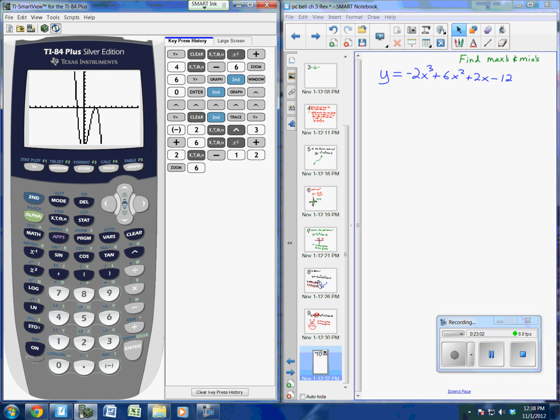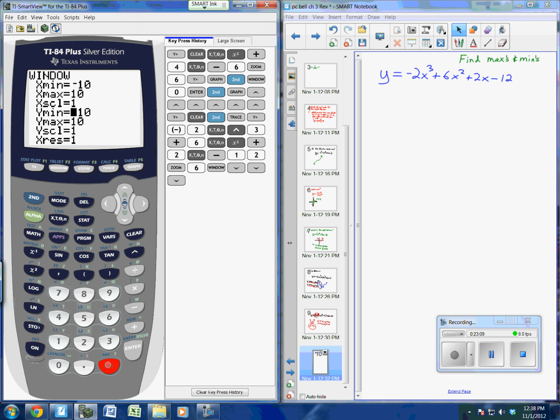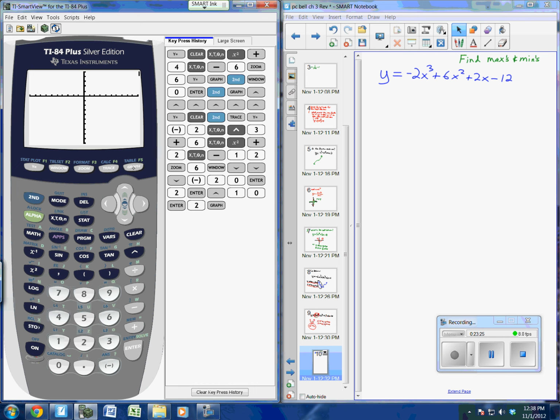I've got to take my window down, don't I? What did you guys go down to on your Y min? Negative 20. I'm going to keep the X scale at 10, and I'm going to put the Y scale at 2, and graph that so I can see the minimum and the maximum. Okay, if you remember right, you've got to get the calc menu, which is above the trace button. So you hit second and the trace button to access the calc menu.